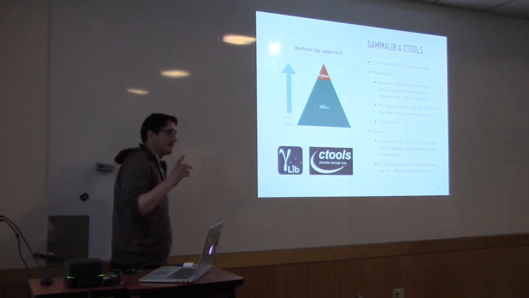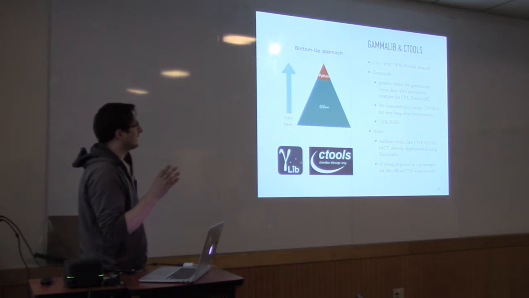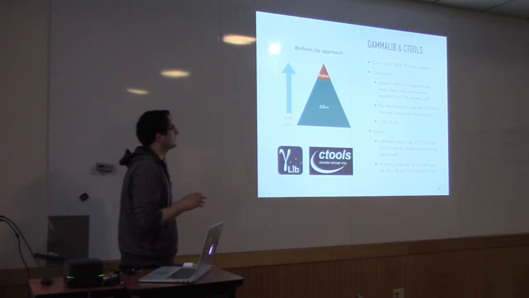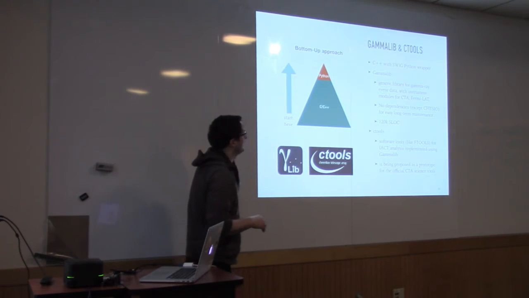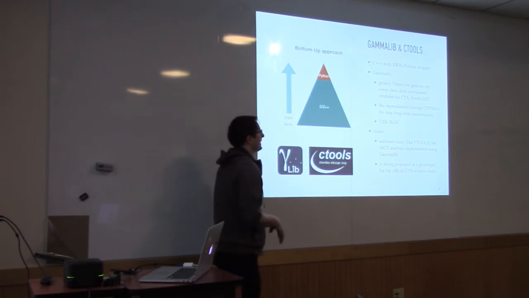Then at the high level, at the science tools level, there are at least two approaches being proposed. One is to have a huge C++ library called gammalib, which is a generic library for gamma ray event data.